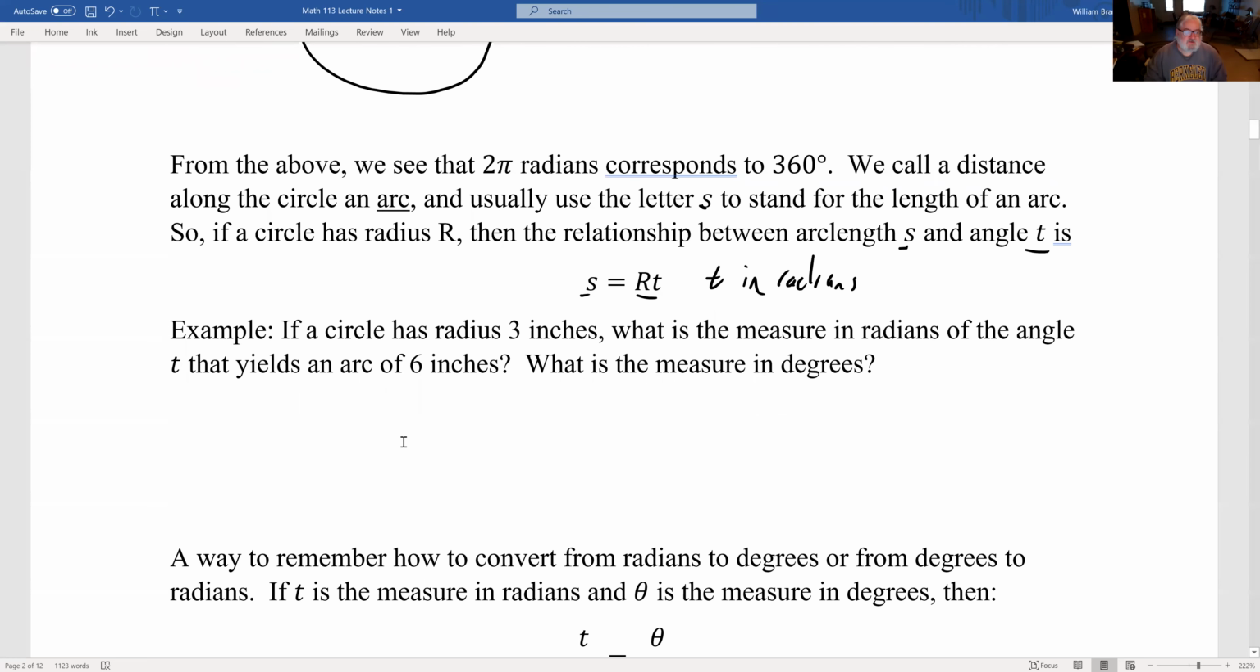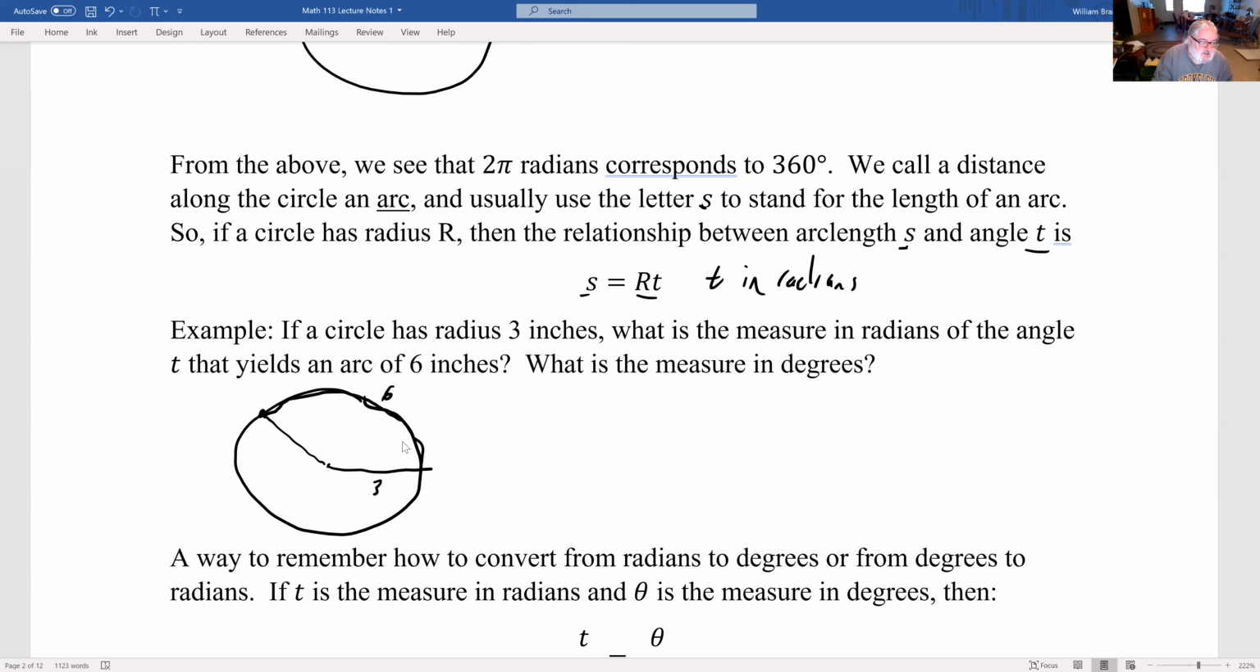So if a circle has radius 3 inches, what's the measure in radians of the angle T that yields an arc of 6 inches? So what we're asking is, here's a circle. Its radius is 3. And we want an arc of 6 inches. And what is that angle that we need? And so our little formula up here tells us that 6 is going to be 3, because that's the radius, times T, where T equals 2 radians.